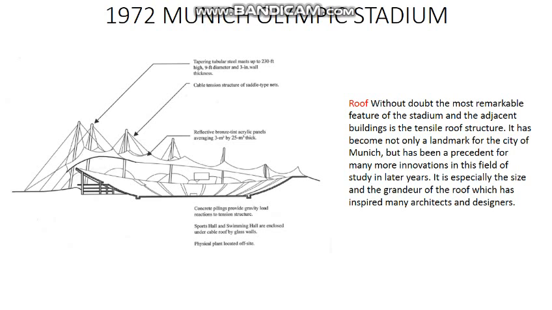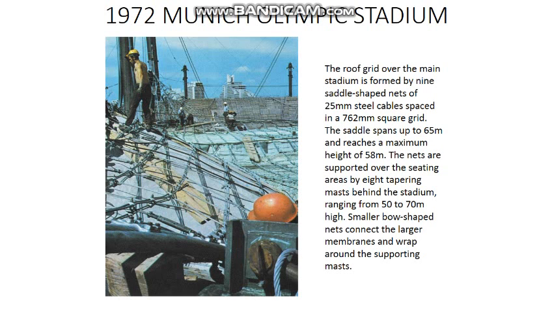Here we can see the section of a stadium, and the roofs can also be seen with the cable and the membranes used to cover the visitors' seating spaces. And this is the workers trying to install the membrane parts to the saddle roof.